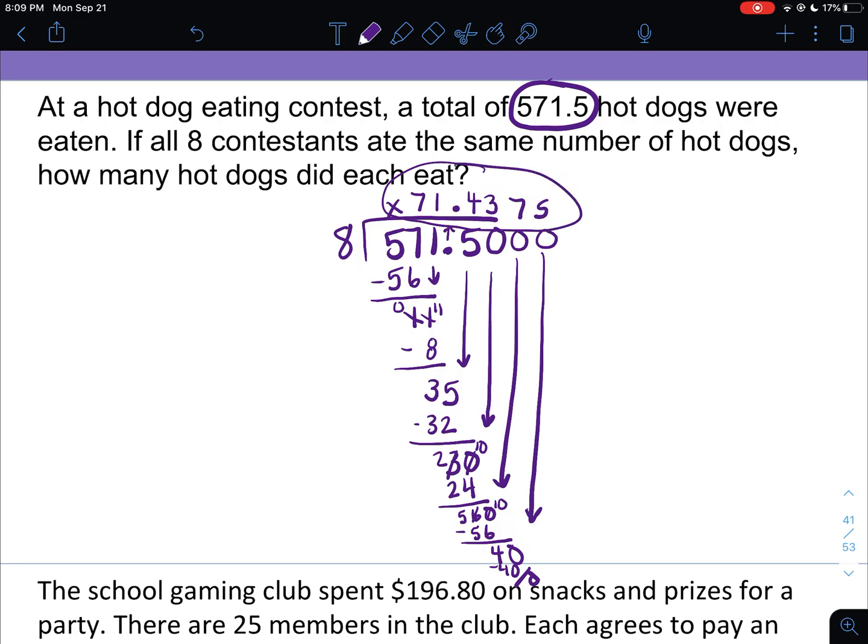So our answer would be 71.4375. So each contestant ate 71.4375 hot dogs. So roughly around 71 hot dogs each.